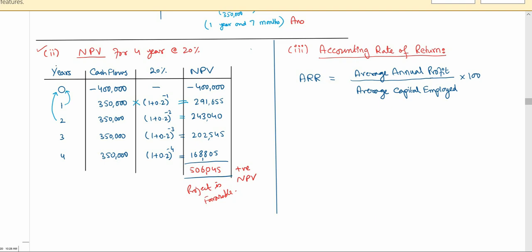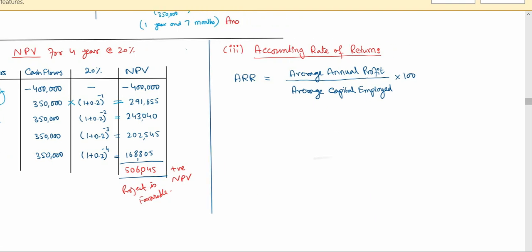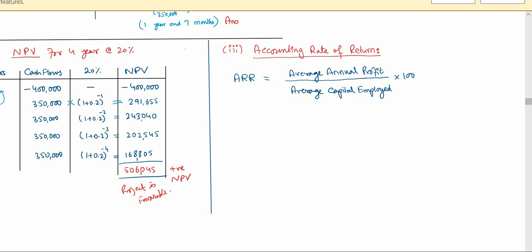So first of all we are going to find out the average annual profit. We are opening working 1 for this, and working 2. So first, working 1, that is the average annual profit. What is the average annual profit?